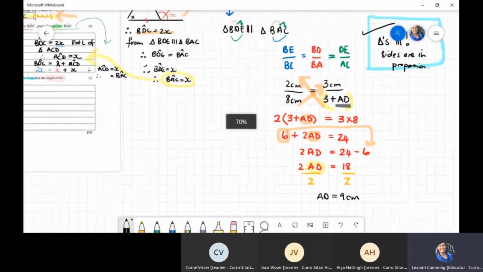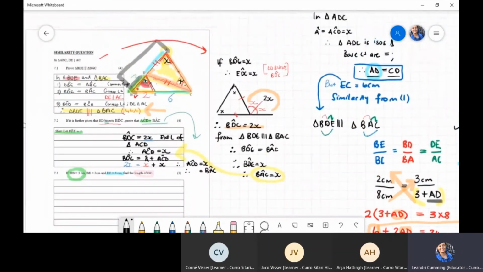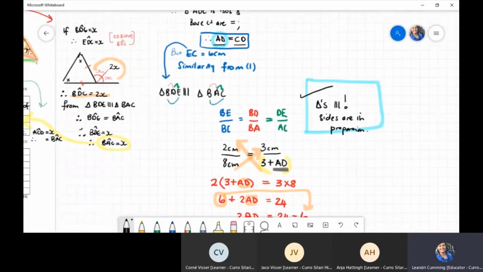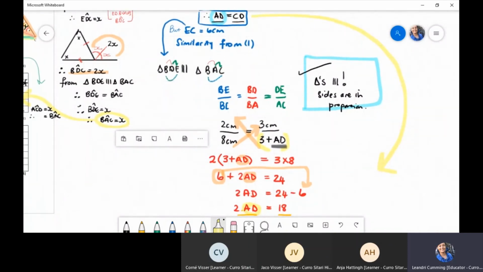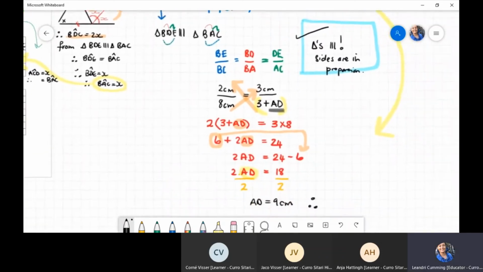What does that mean? I go back and see where that fits in now. AD is equal to 9 centimeters because of my proportionality. Now that I have AD, I've already made the statement that it's equal to CD, because of my isosceles triangle. And going back to AD being equal to CD allows me then to say if AD is 9 centimeters, therefore CD is also 9 centimeters.